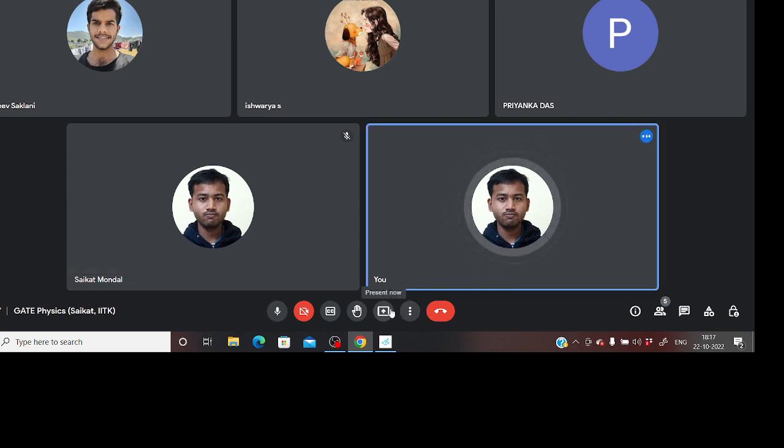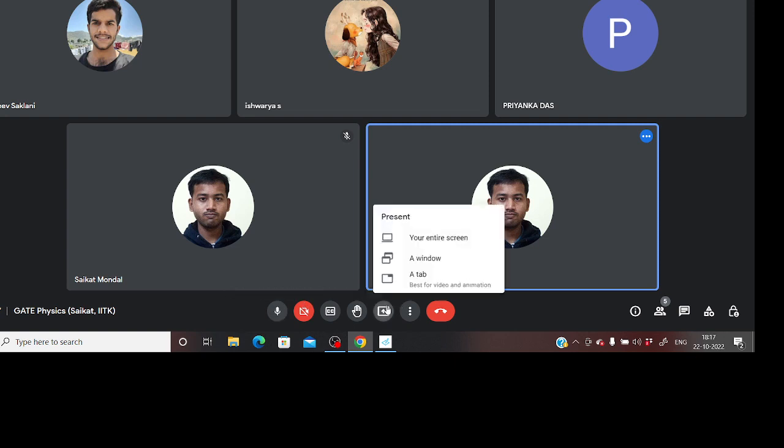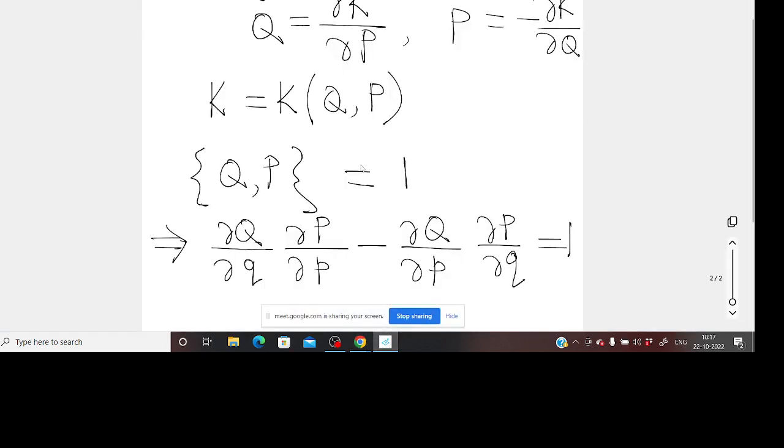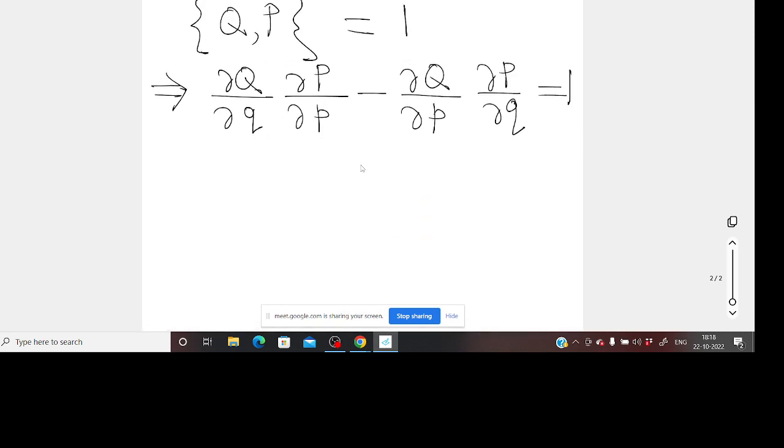Any question from this? No, sir. So this is clear. Just as I have explained, you have to just find out the partial differentiations of capital Q and capital P with respect to small q and small p respectively, and put the values. So this we have already discussed.